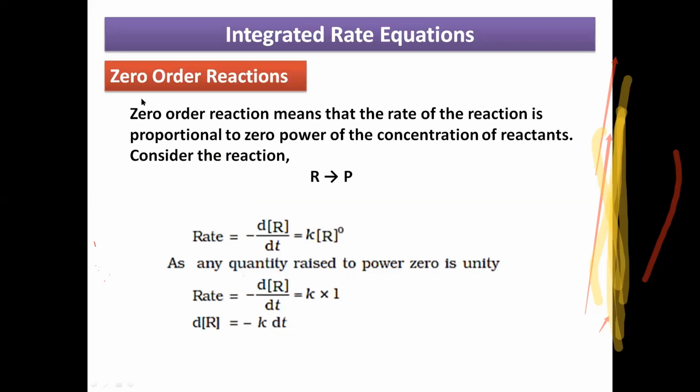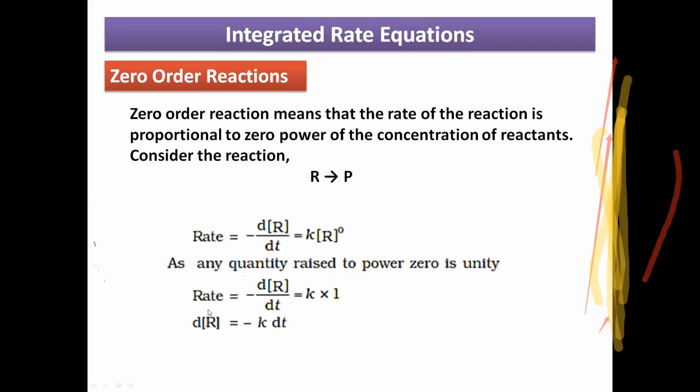Because it is a zero order reaction, the power of the reactant concentration should be zero. So this is the rate law I have written: a rate constant multiplied by the reactant concentration raised to the power zero, because it is a zero order reaction, right? The general expression of rate, when written in terms of reactant concentration, always has a negative sign here. So minus dR by dt equals k R to the power 0. Any quantity raised to the power 0 is unity, you know it. So this quantity will become 1.